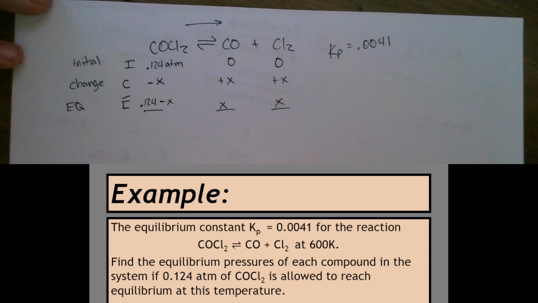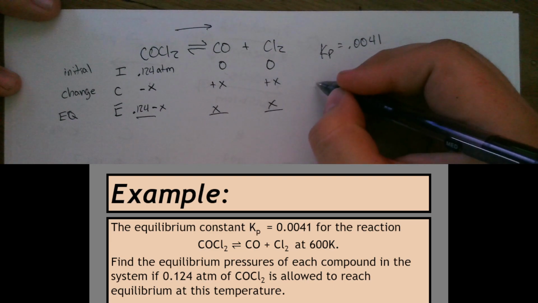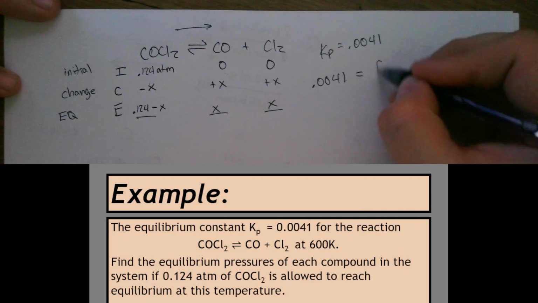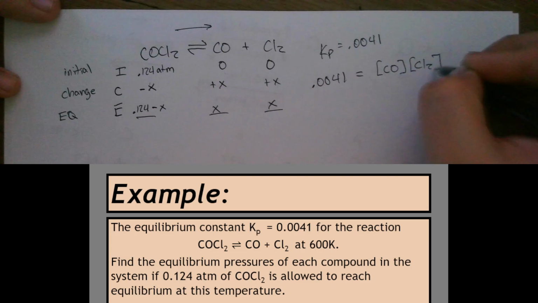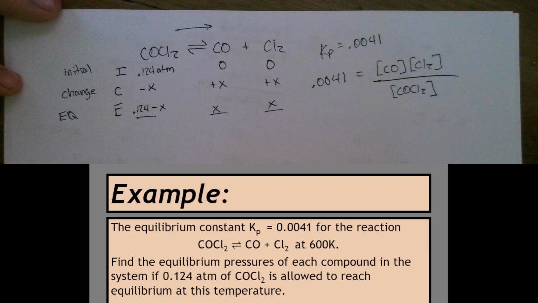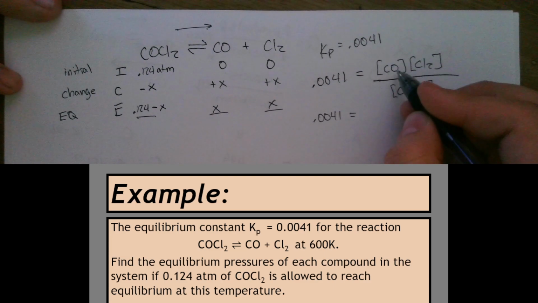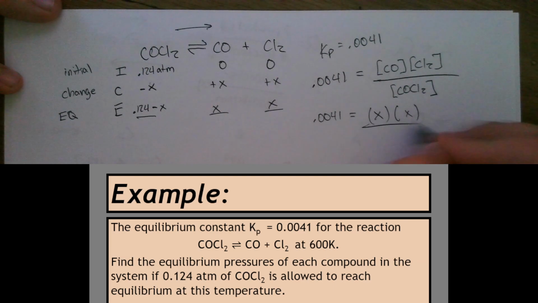A lot of mystery in this problem. Well, let's go ahead and set up our Kp. We know what the answer is. 0.0041 equals my products over reactants: my concentration of CO, concentration of Cl2, over COCl2. Right? This is Kp. This is my equilibrium expression. I'm just going to plug in my variables here. This is x, this is x, over 0.124 minus x.